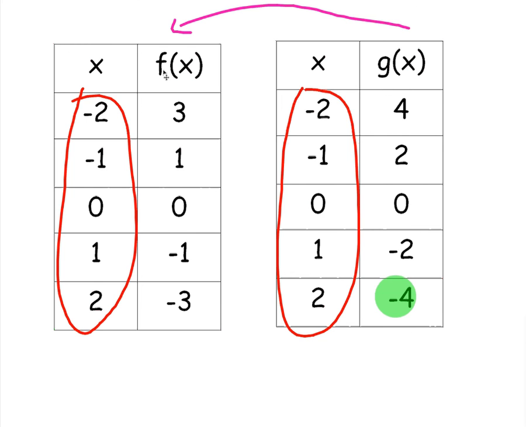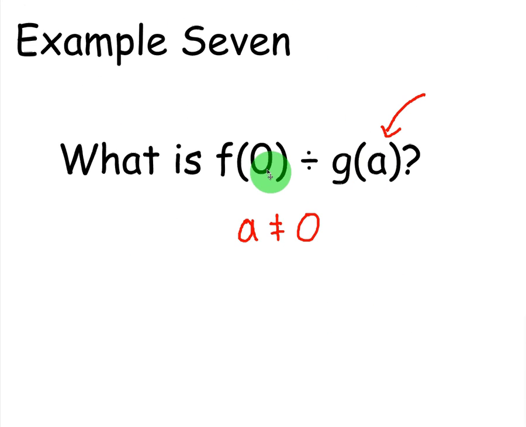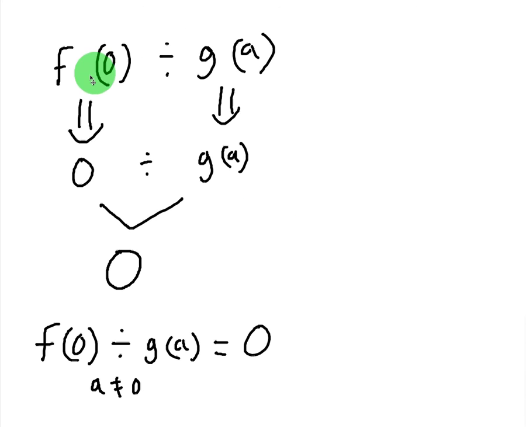So in essence, that's really what this question is getting at. f of 0 is always 0. So as long as you're not dividing by 0, you're going to get 0 back. A little tricky, but that's all right. So f of 0 is 0. g of a is just g of a. As long as it's not 0, it's a non-zero number, right? You're going to get 0 back. And that's going to be our answer here. That's function division.